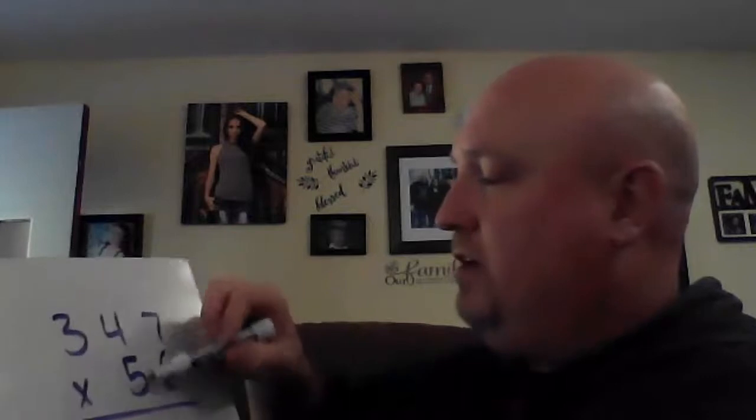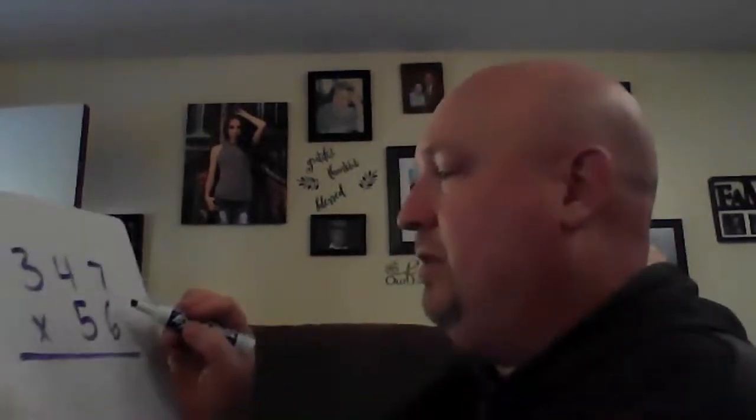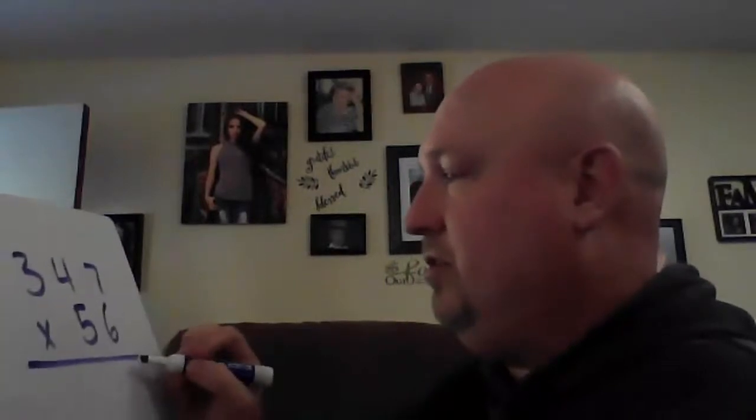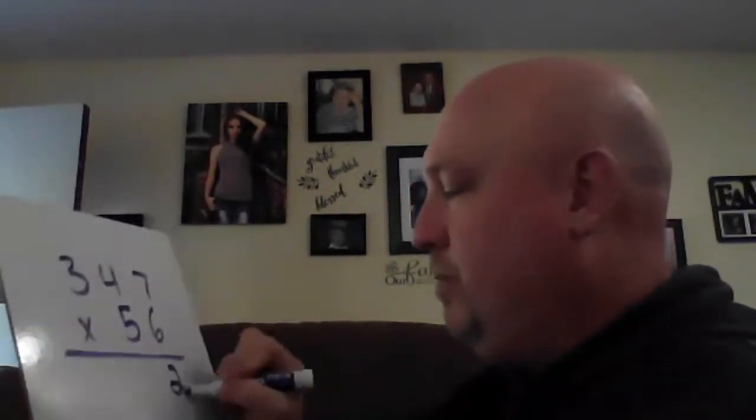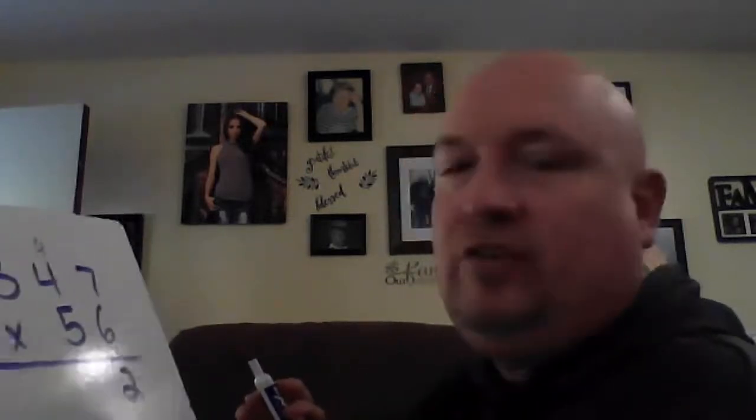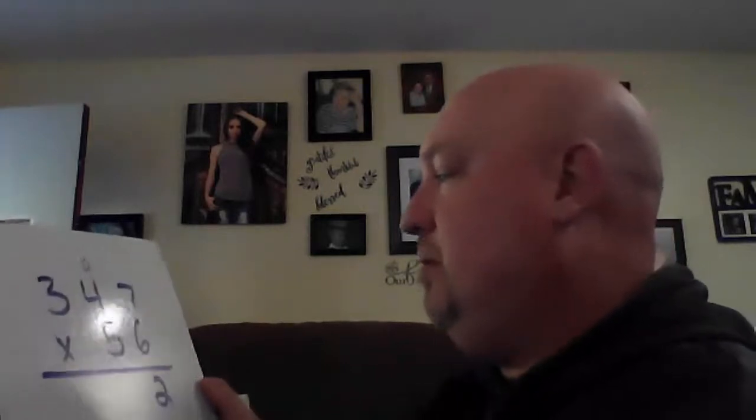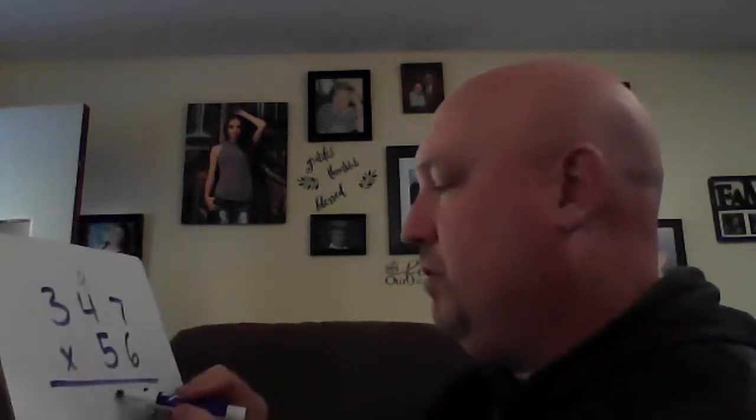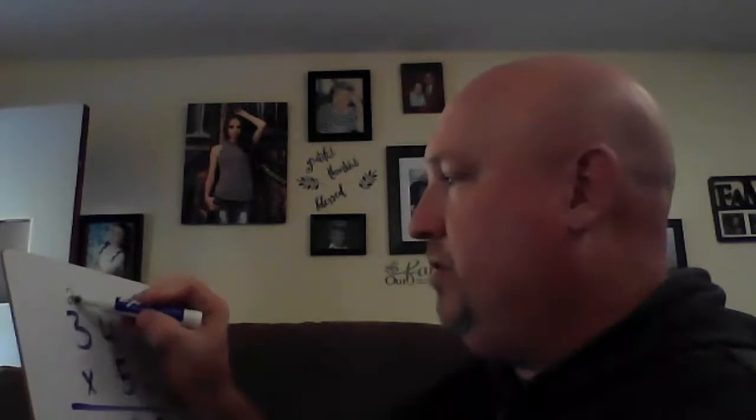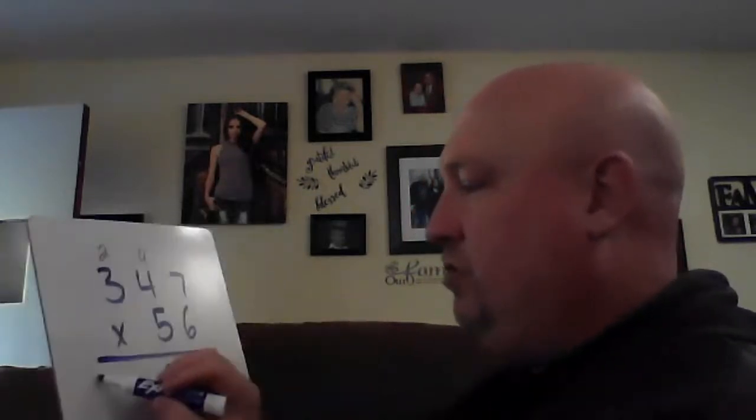347 times 56. This is our ones, our tens, our hundreds. I'm going to begin by going 7 times 6, which is 42. Put a 2. I regroup the 4 because I cannot put 42. That's a two-digit number. Can't put it in the same column. 6 times 4 is 24, plus 4 is 28. I'll regroup the 2. 6 times 3 is 18, plus 2 is 20.